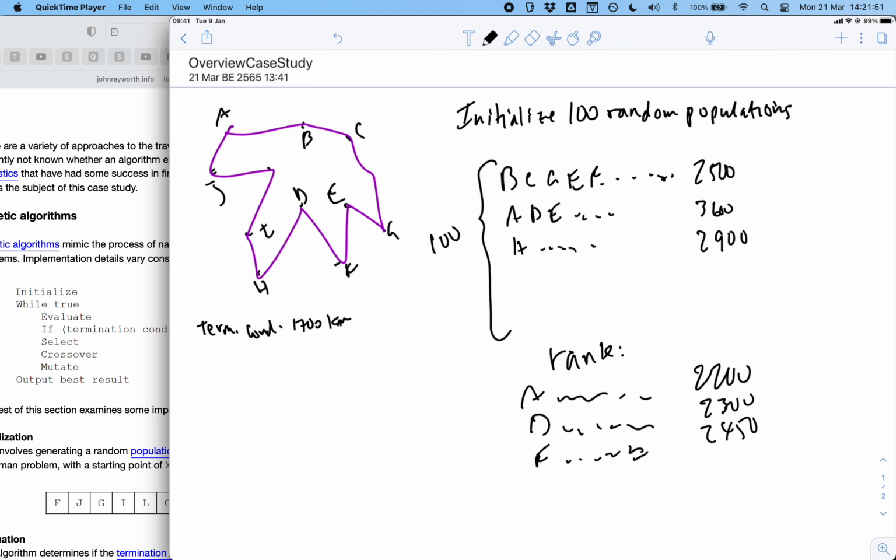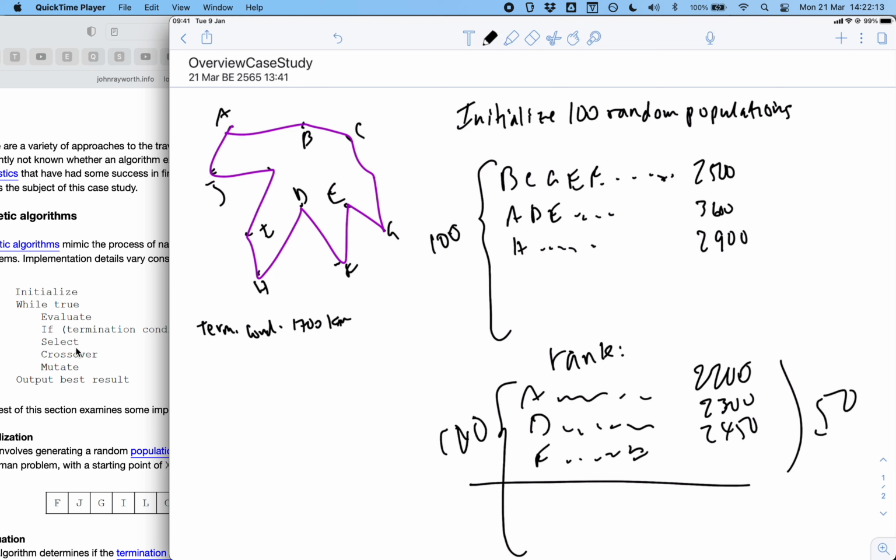Okay, but we don't at this point, because the best up here was the 2,200. So we keep on going, right? No termination condition. So we select. So what we're going to do is we're going to take, well, there are 100. So we could take maybe the top 50. More on this later, but let's just say that we take the top 50.